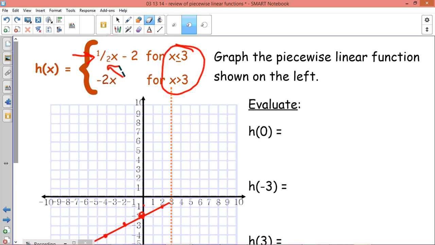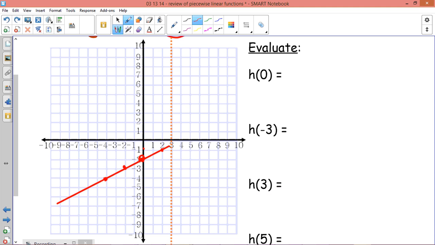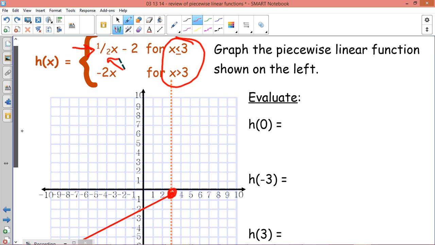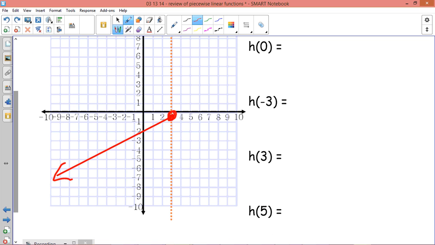But I then need to see what kind of circle I put at the end of my line. This is going to be x is less than or equal to, so I know I need to put a solid circle at the end here. And do not forget, you need an arrowhead to finish off your line. I'm just going to label this as well. This is 1/2 x minus 2, or h of x equals 1/2 x minus 2.